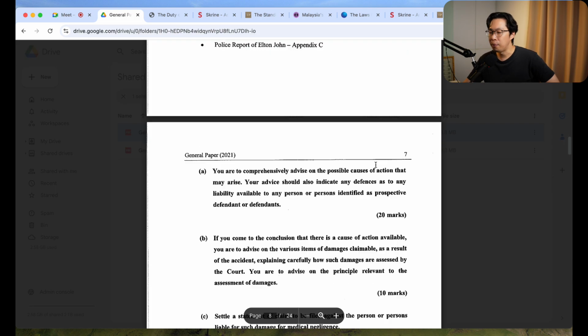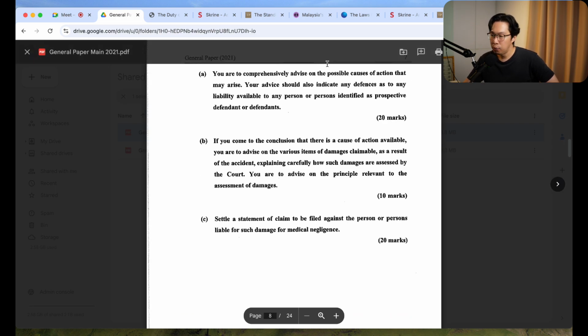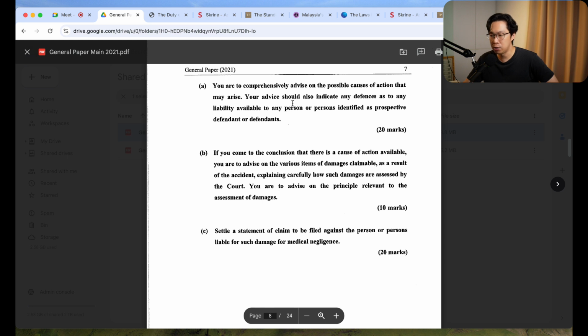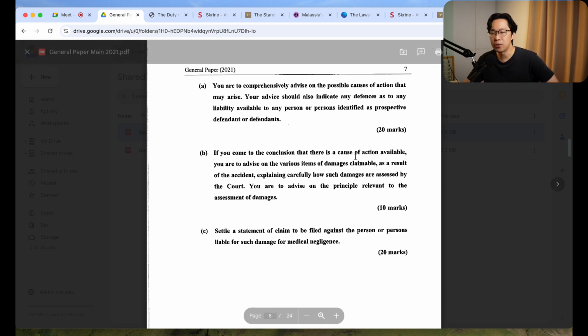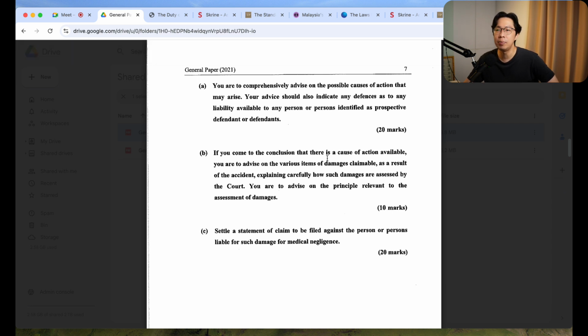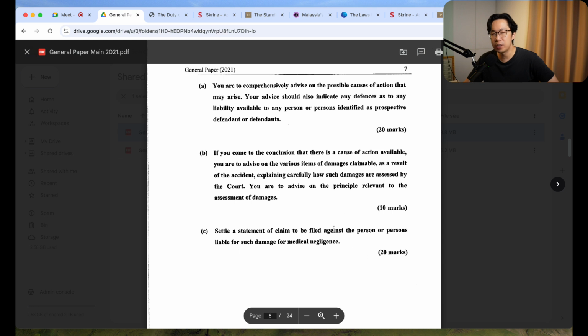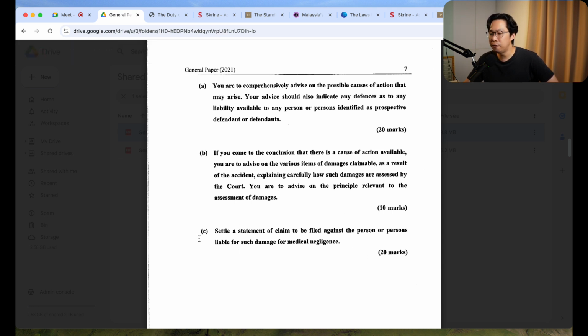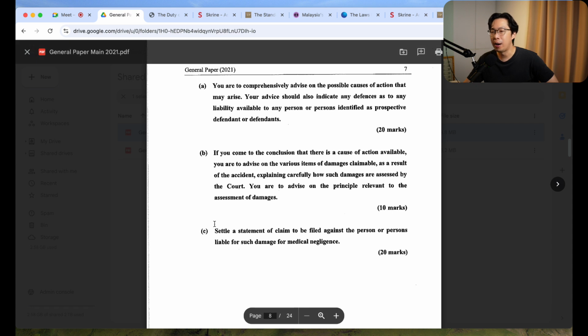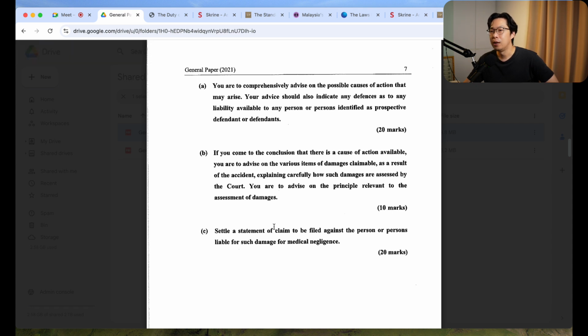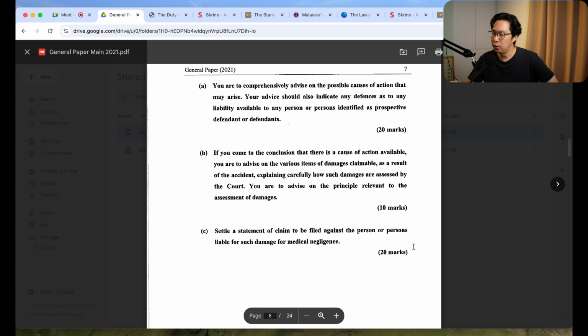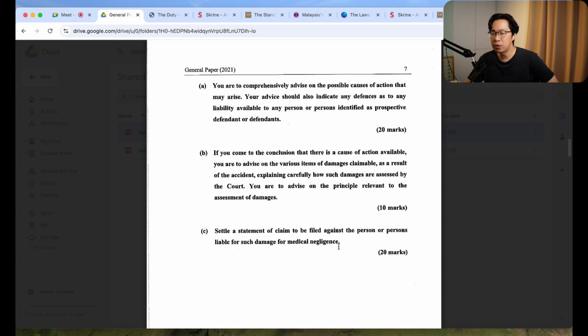Now, for tort, the question is much more fixed. 2A is always on the possible cause of action and defense parties. 2B is always on the damages. Can you claim? Can you not claim? Can you claim this? Can you claim that or not? 2C is always on statement of claim. Like I said, students always couldn't finish 2C. They'll start off by writing, in the High Court of Malaysia, time's up. That's it. They lose 20 marks. It's not hard. So your time management is very important.